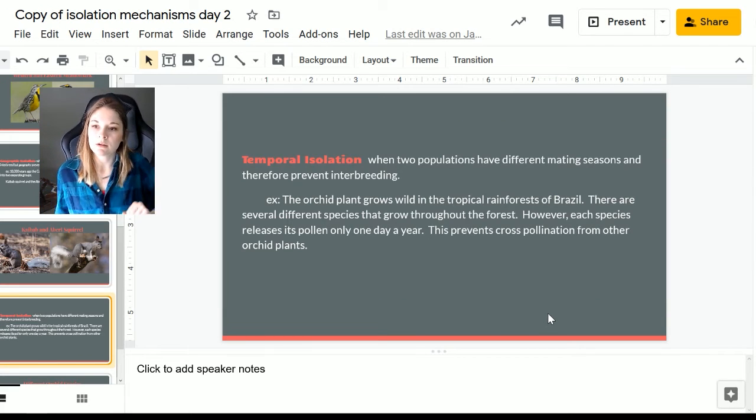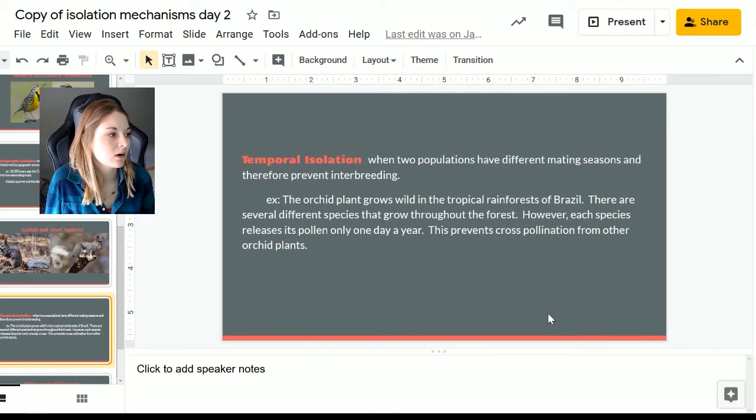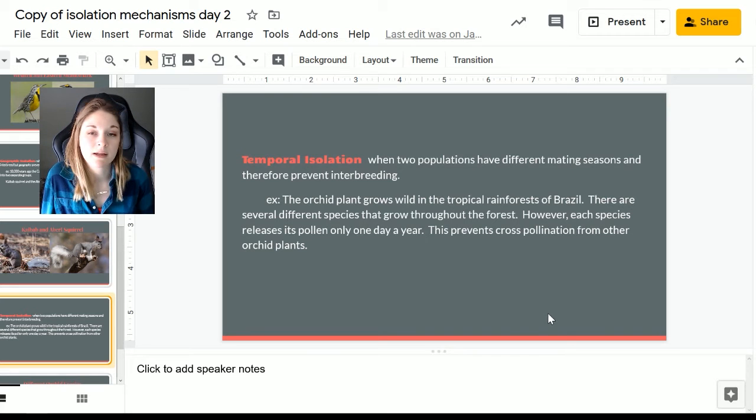Your final example of different isolation mechanisms is temporal isolation. This one might be the hardest to remember, but temporal has to do with time. What this is referring to is when 2 groups or more have different mating seasons, meaning there's a small window of time when these groups can breed, and if those time frames don't line up at the same season, then they can't breed together.